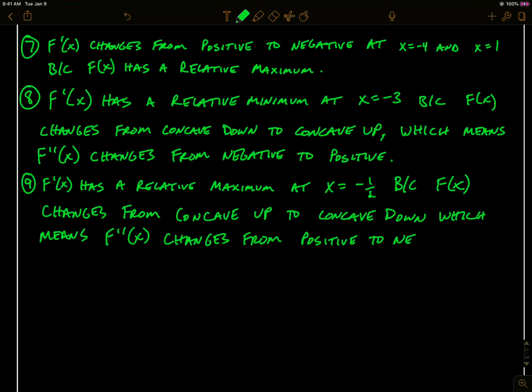So again, that's why we know there's a maximum on f prime, because its derivative, f double prime, switches from positive to negative. So anytime the derivative switches from positive to negative, that function has a relative maximum. When I say its derivative, I'm really talking about the second derivative, because I'm talking about the derivative of the derivative.